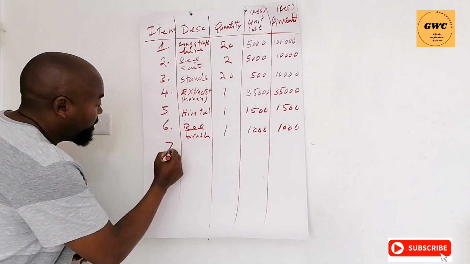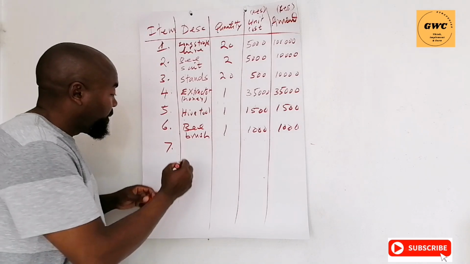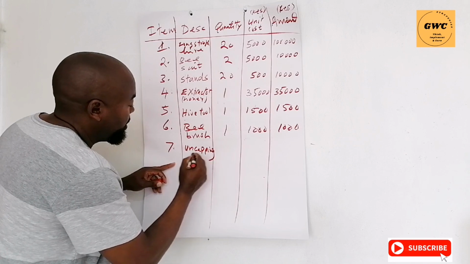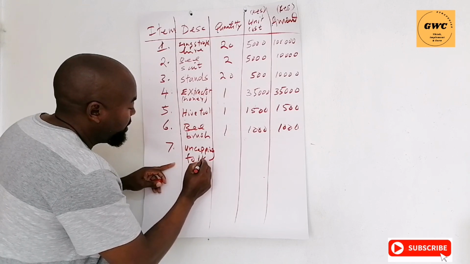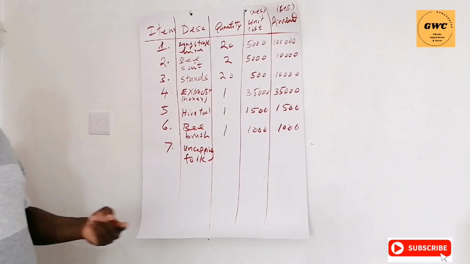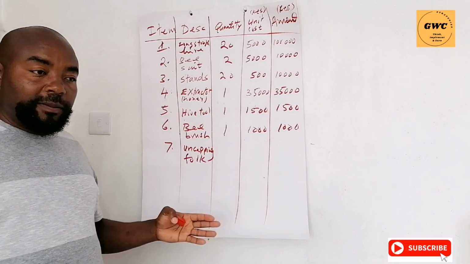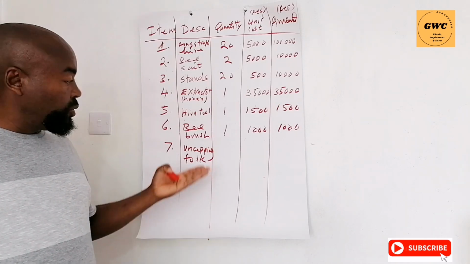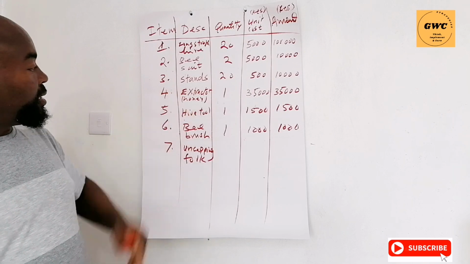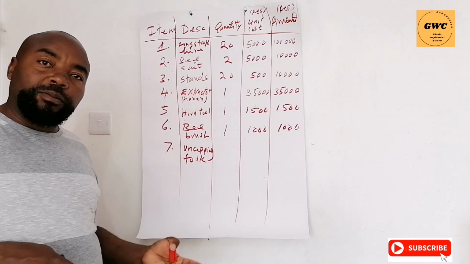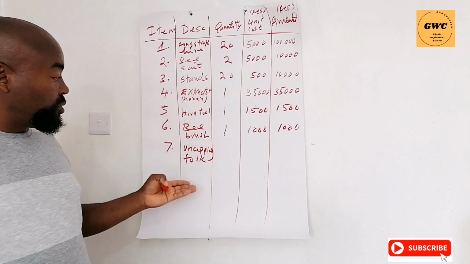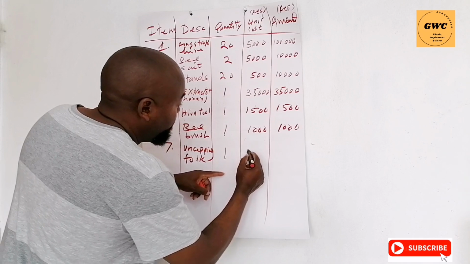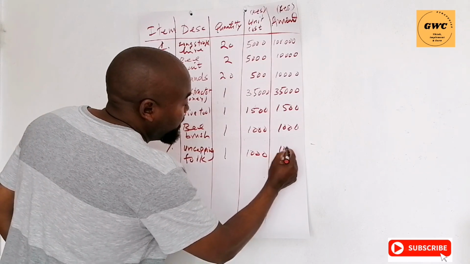Then another tool you require is the uncapping fork. What happens is that once the bees have put in the honey and the combs are full, they usually seal the combs. So when you want to harvest and put in the extractor, you'll need to open up those sealed combs so that you can extract your honey. So you'll be needing this. You need one, and you can get one for 1,000 shillings.